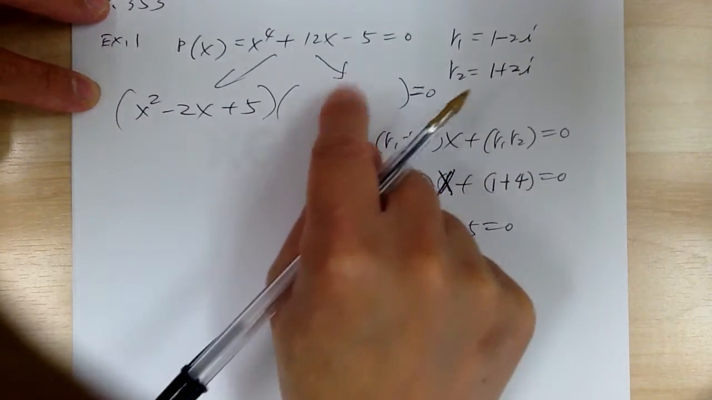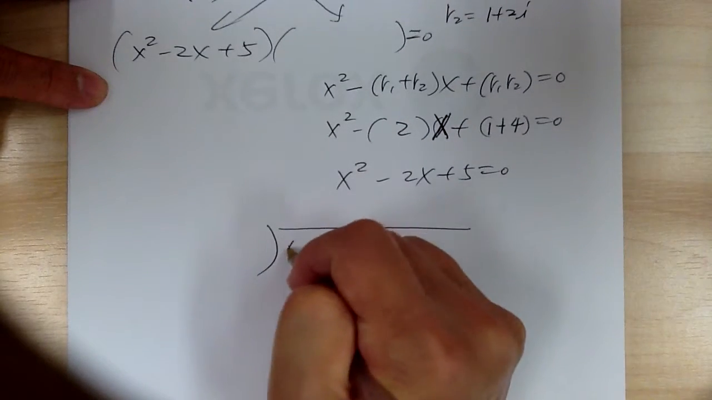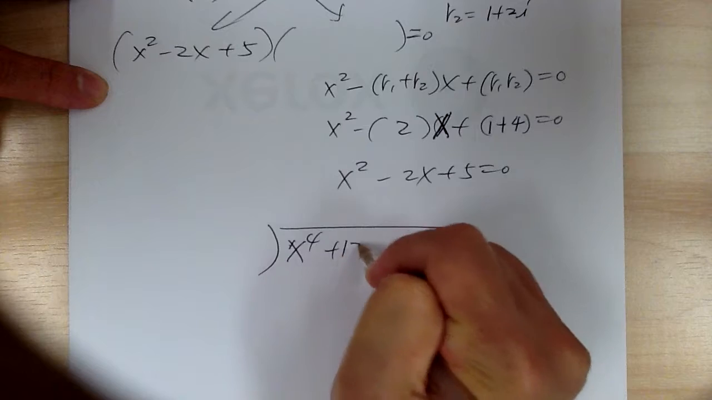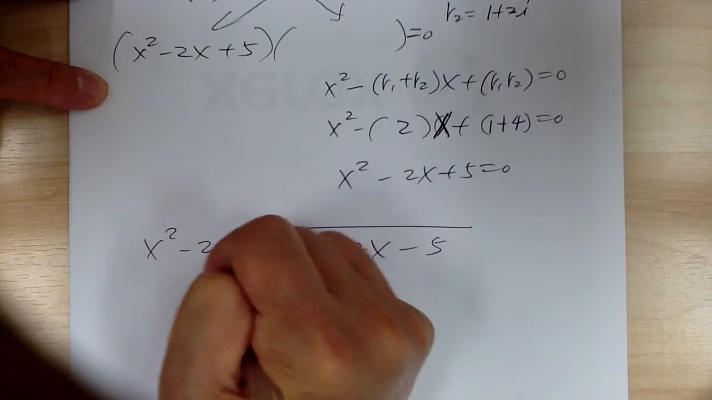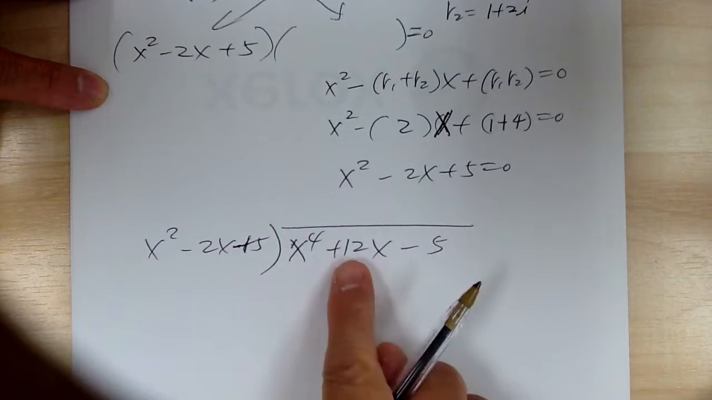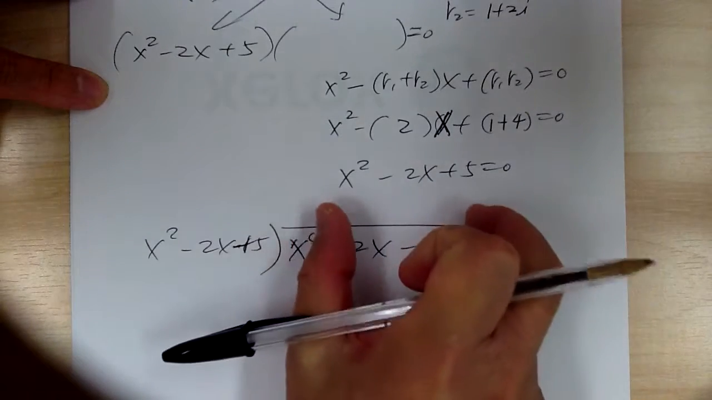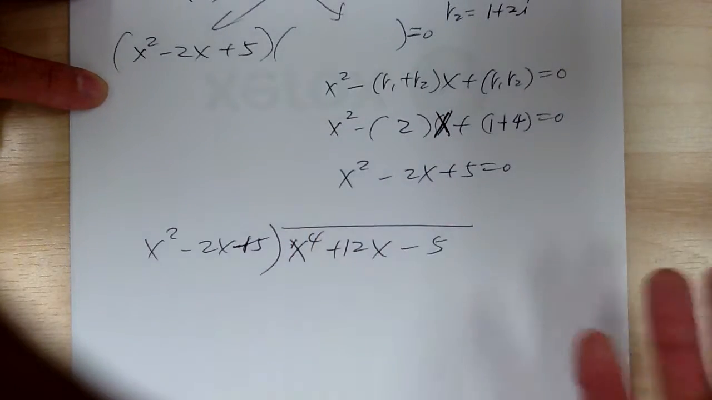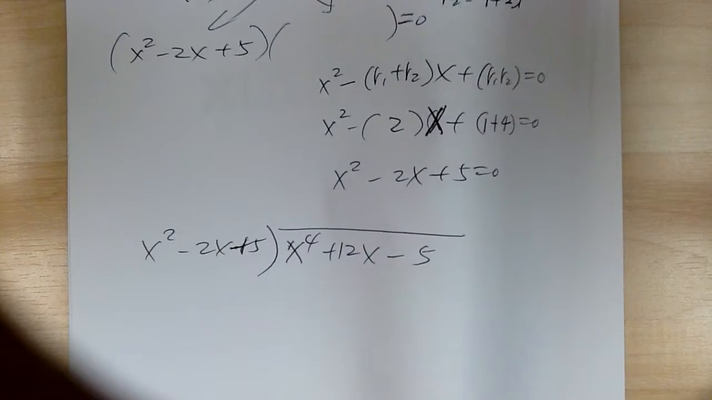To get this, you just use long division. Take x to the 4 plus 12x minus 5 and divide by x squared minus 2x plus 5. Now remember, you have to leave a space over here and do the long division. You work it out, you get the quadratic equation, and then you can solve. We're not going to spend time doing that. Okay, so that's what you need to do with that.